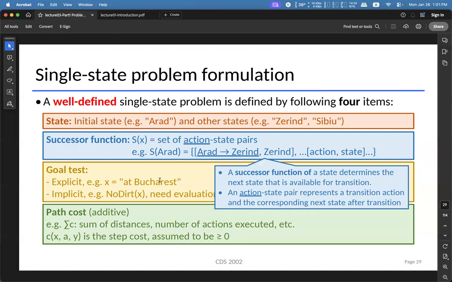We'll first need to define the state. The state is referring to the physical configuration of the environment. You will also need to define the initial state and also the other states as well. One of the things that many students are doing wrong when they are doing the assignment is that when they are defining the state, they only define the initial state, but they do not describe how other states are defined.